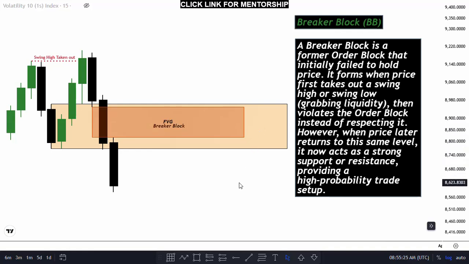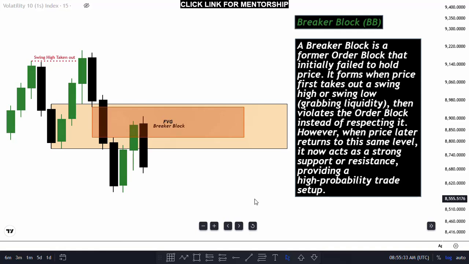So when these two align, you can wait for price to go into both the fair value gap and breaker block. After you look for that entry setup, price can do its thing. It's not a really complicated concept. Okay, let's go to the second one.